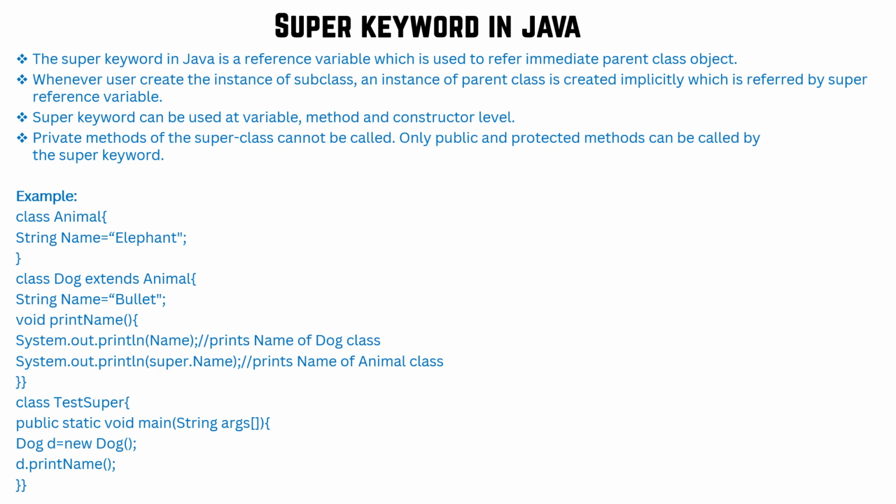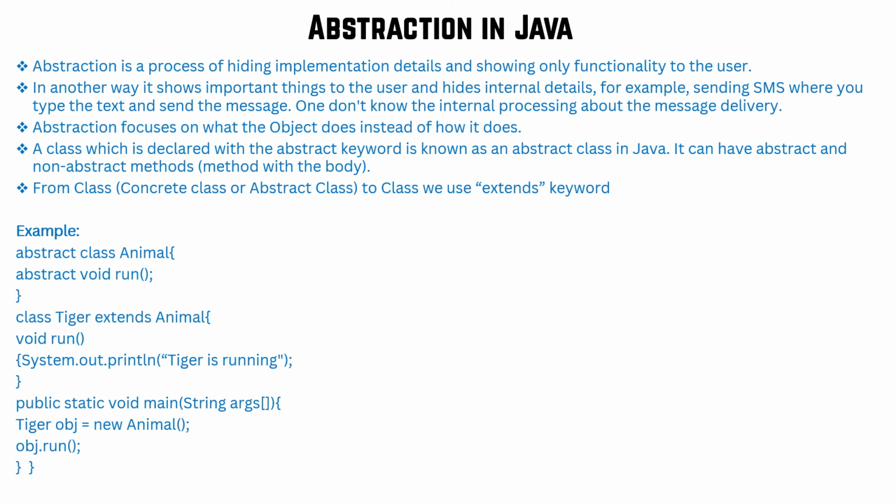But still, if you want to access the parent class details, either a variable or method, you can use the super keyword. With the help of the super keyword, you can directly access the parent class members, though there is a parent child relationship established and overriding is also happening.